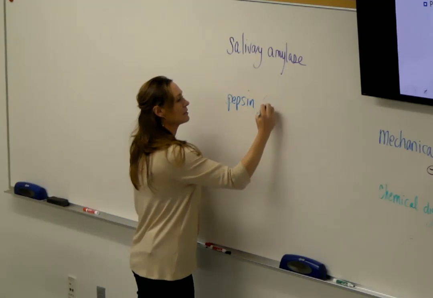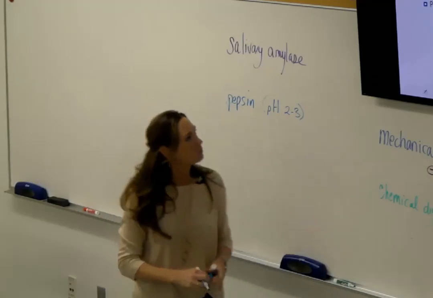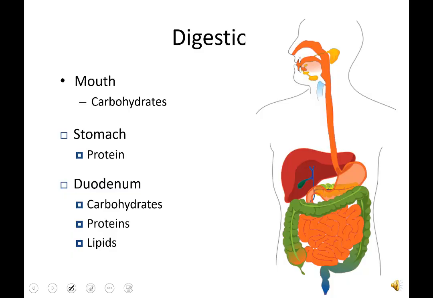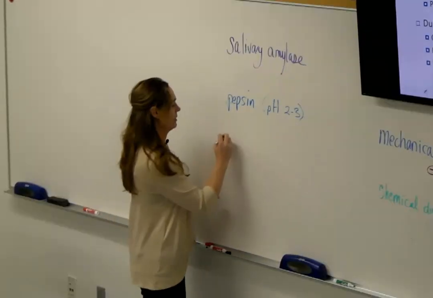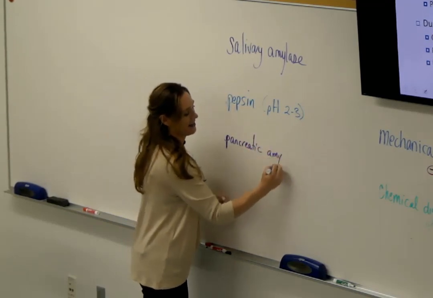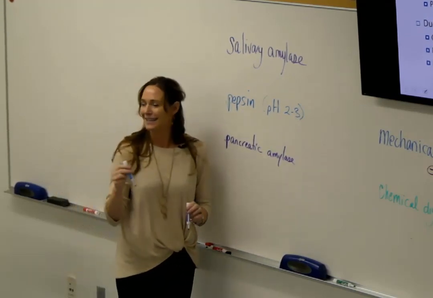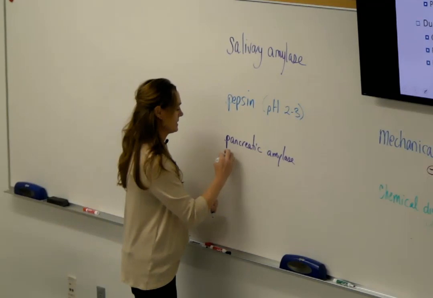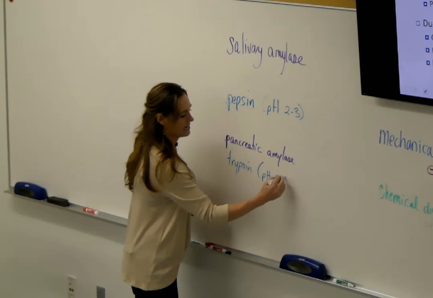Pepsin only works at a pH of 2 to 3. And then in the duodenum is where we can digest it all. So in the duodenum, we're digesting carbohydrates with what? Pancreatic amylase. And what is it for proteins? Yep, we'll do trypsin. And that's going to be at a pH anywhere from 6 to 8.